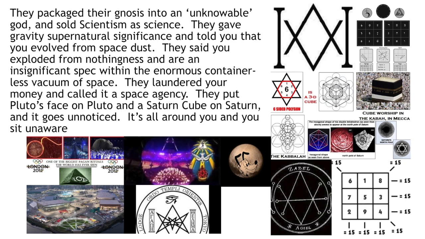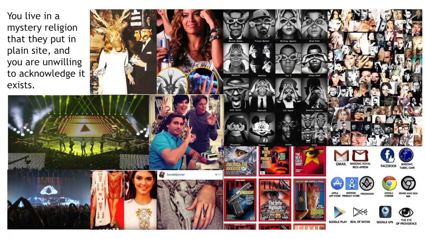They packaged their gnosis into an unknowable God and sold scientism as science. They gave gravity supernatural significance and told you that you evolved from space dust. They said you exploded from nothingness and are an insignificant speck within the enormous containerless vacuum of space. They laundered your money and called it a space agency. They put Pluto's face on Pluto and a Saturn cube on Saturn, and it goes unnoticed. It's all around you, and you sit unaware. You live in a mystery religion that they put in plain sight, and you are unwilling to acknowledge it exists.